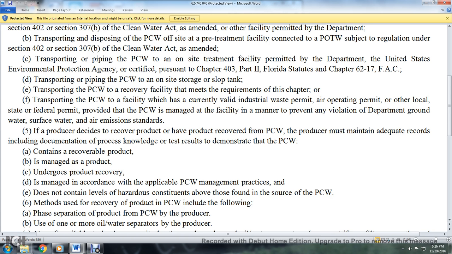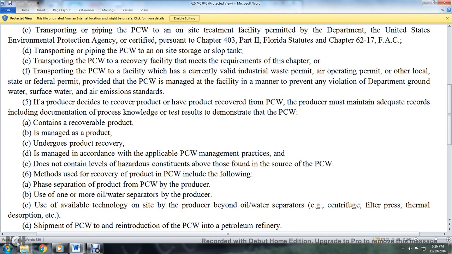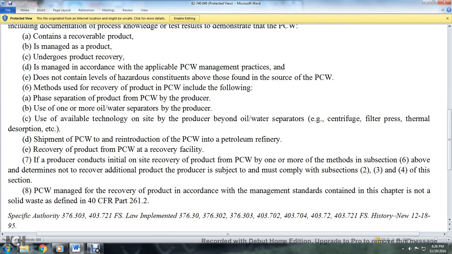6. Methods used for recovery of product from the petroleum contact water include the following. Phase separation of the product from the petroleum contact water by the producer. Use of one or more oil-water separators by the producer. Use of available technology on site by the producer beyond oil-water separation, such as centrifuge, filter press, thermal desorption, etc. The shipment of the petroleum contact water for reintroduction to a petroleum refinery, or recovery of the product from the petroleum contact water at a recovery facility.